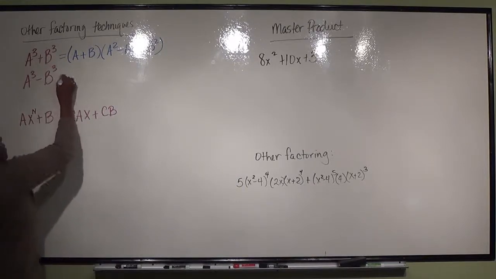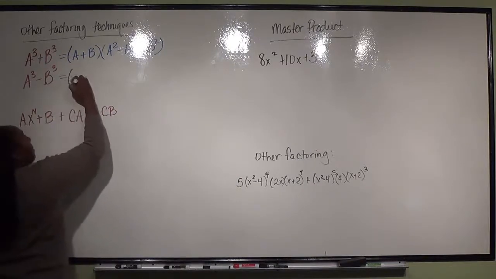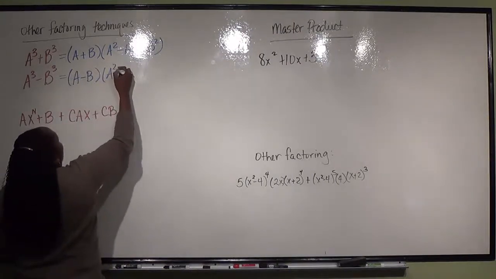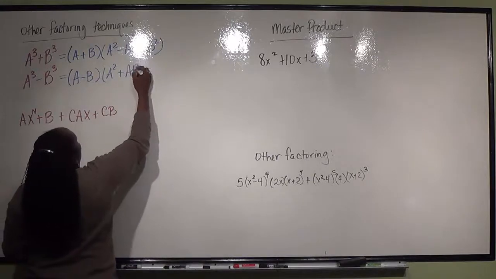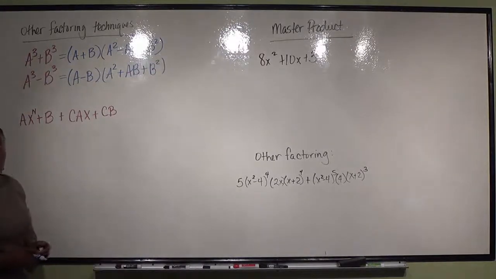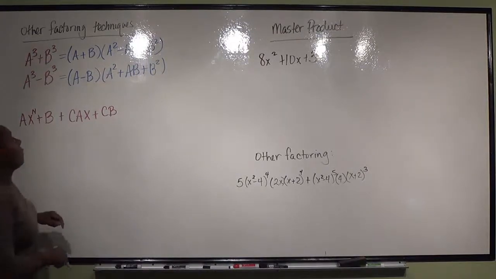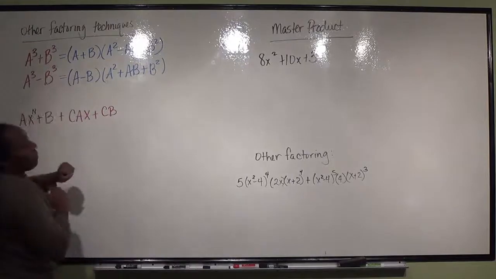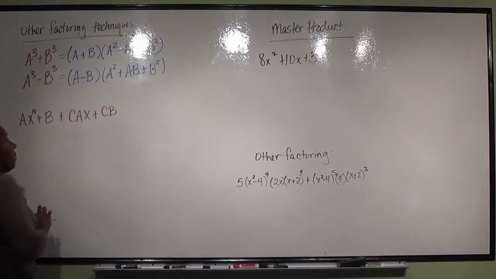Okay, so the same thing here, except now my signs are going to change. So this will be an (a minus b)(a squared plus ab plus b squared). And notice in both cases that b squared is positive. And again, that's because when I multiply those last terms, I need the sign to match up there. So that's what's going to give me the negative b cubed.